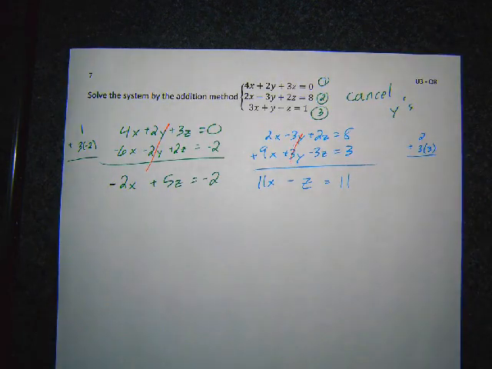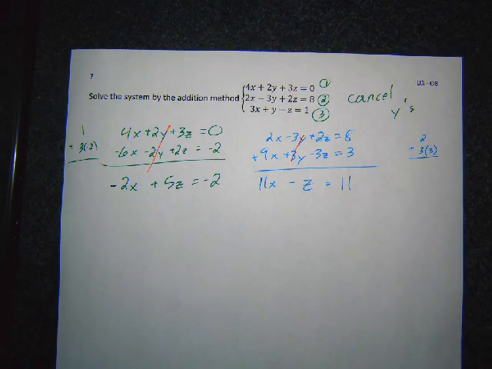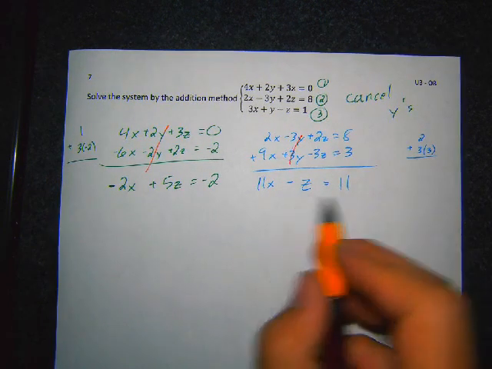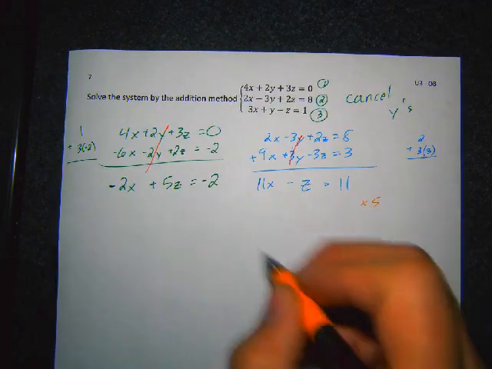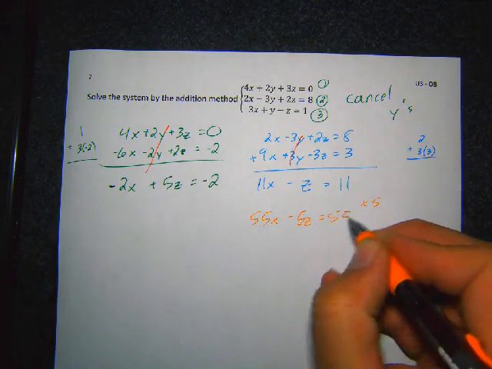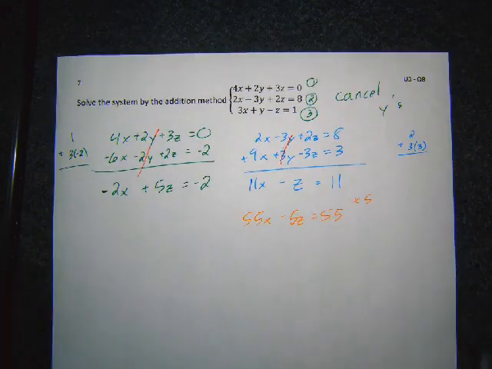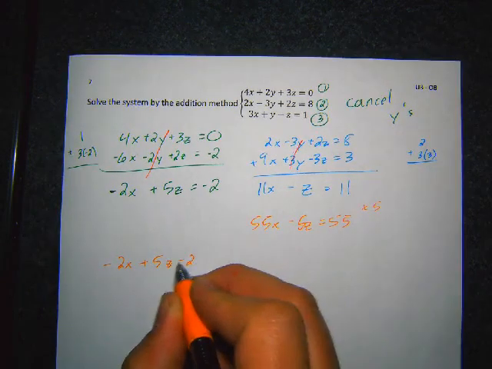Okay, so we did it. We got rid of the y's. Now we need to try and solve for either the x's or the z's. To do this, let's go ahead and do another elimination step. Just the easiest thing I think to do here is to take this one times 5, because then the z's will cancel. So I'll take 55x minus 5z equals 55. And if I add those together, the z's will cancel. So I get -2x plus 5z equals -2.